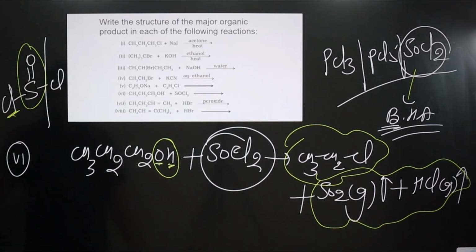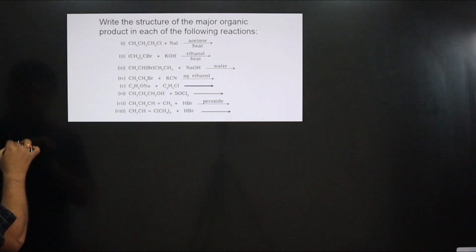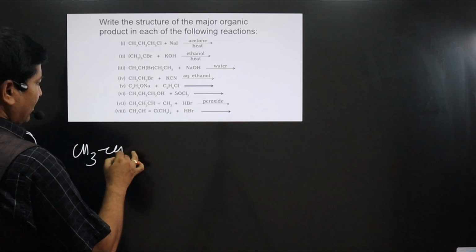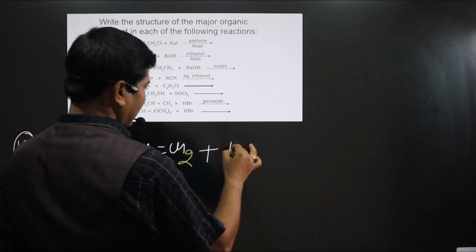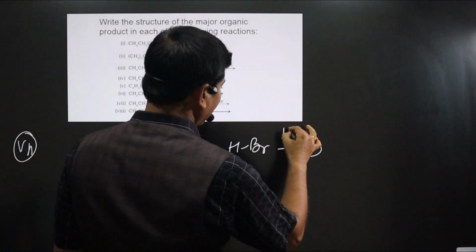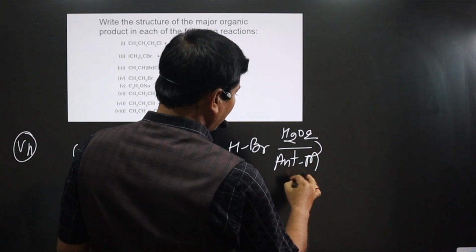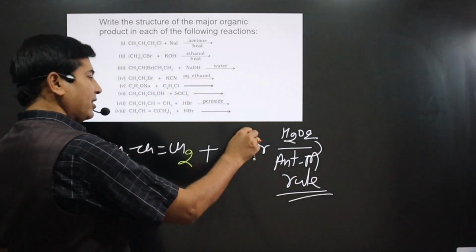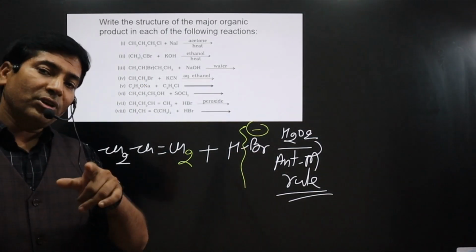Move on to the next one. We have the seventh one. In this case, we have an alkene, CH3CH2CH double bond CH2, reacting with HBr, and the peroxide effect is there. Peroxide means anti-Markovnikov rule is there. Anti-Markovnikov rule. It means that the anion will go to the carbon having more number of hydrogens.